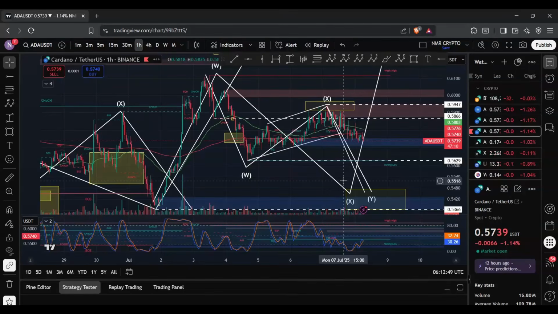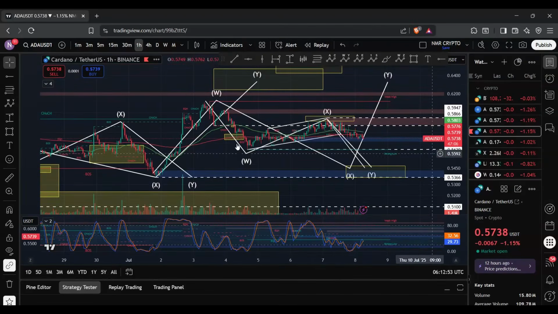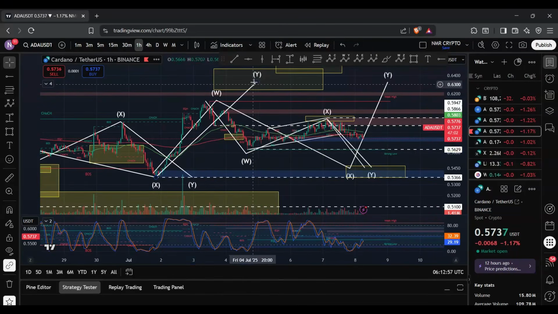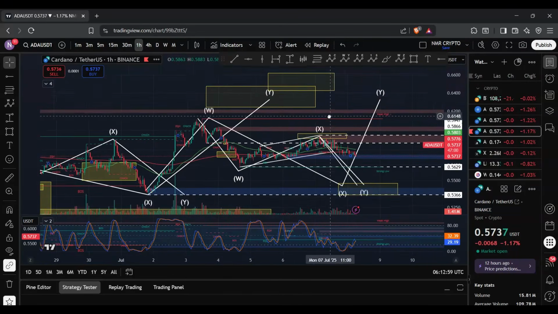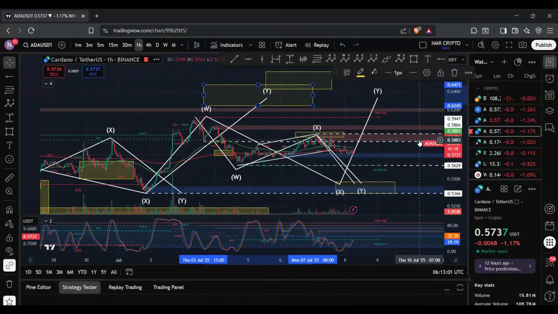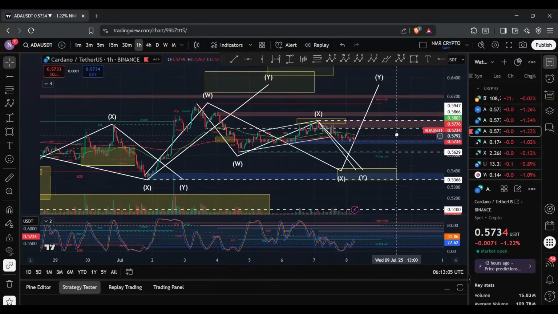So ADA has been trading sideways for the last few days now, and I mentioned how I was tracking a WXY structure, and it's possible that this structure would form the Y wave, where I'm looking for that Y wave to tap into this region between 62.45 cents to 64.73 cents.